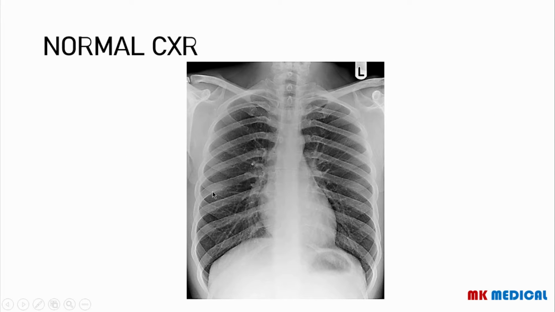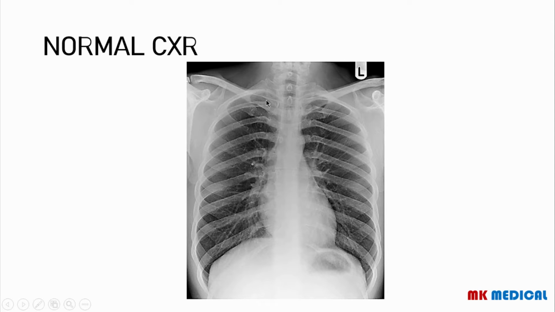Here's a picture of a normal chest x-ray. So you begin with your demographics, which I assume are already there. The marker is present to tell us that this is the left side of the patient. You can visualize the apices of the lungs. You can visualize the costophrenic angles. You also can see that the distance between the spinous processes and the medial ends of the clavicles is equal, and this patient is not rotated.